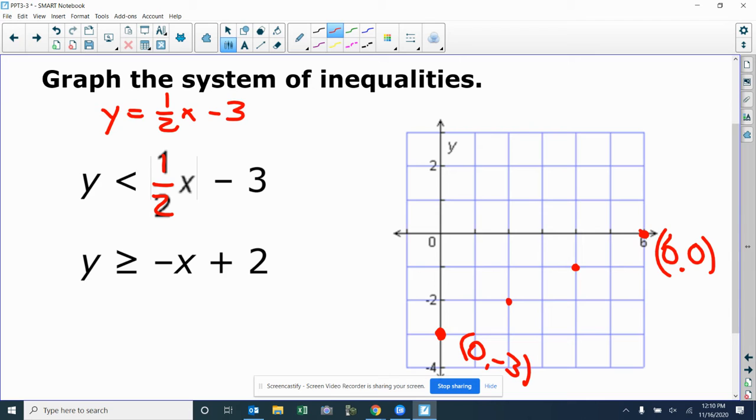I'm still working on this one. We'll keep him red. I don't need that anymore, so I'm going to get rid of that, okay? I'm only interested in this part now. Is it dotted or is it solid? Dotted, because it's just what? Less than.